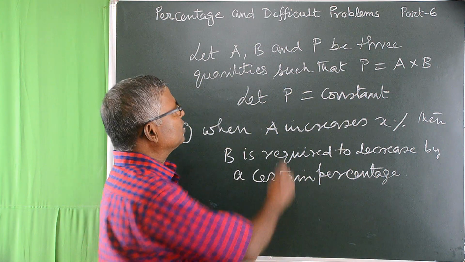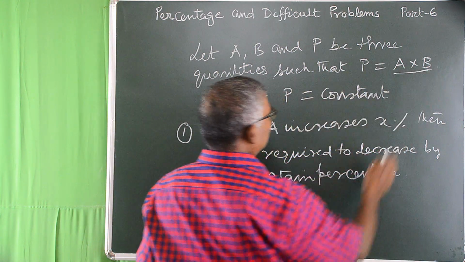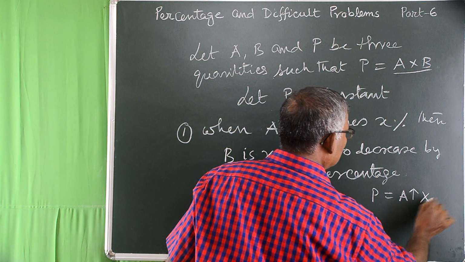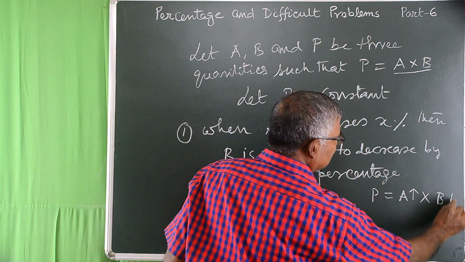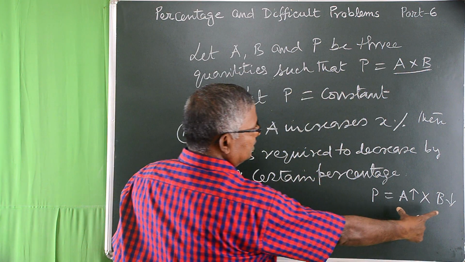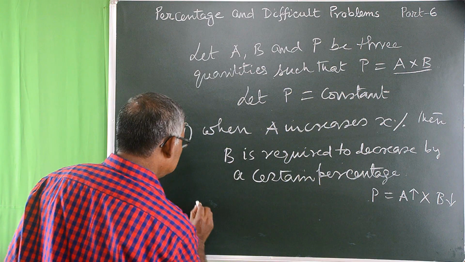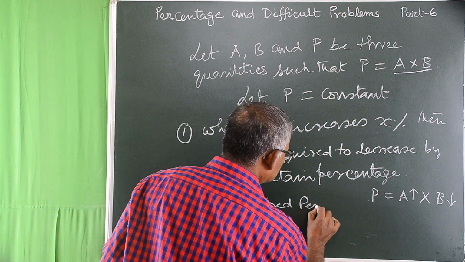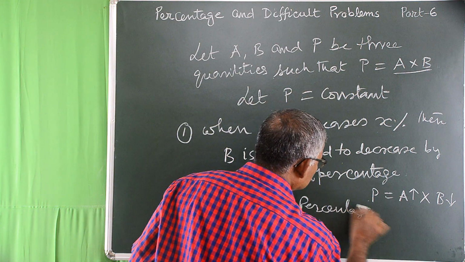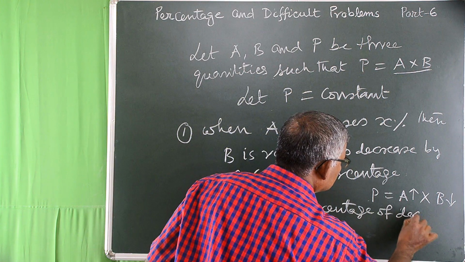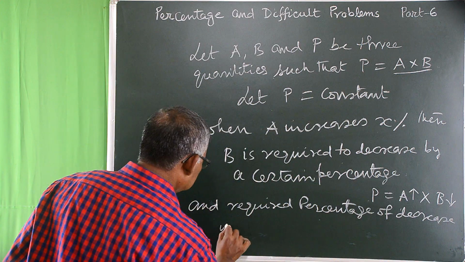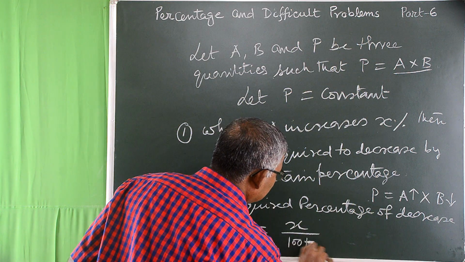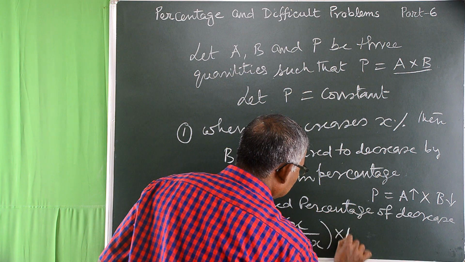Students, here we consider P equal to A into B. So, whenever A is increased, we have to consider some reduction of B so that their product remains the same, and the required percentage of decrease in B equal to X by 100 plus X into 100%.